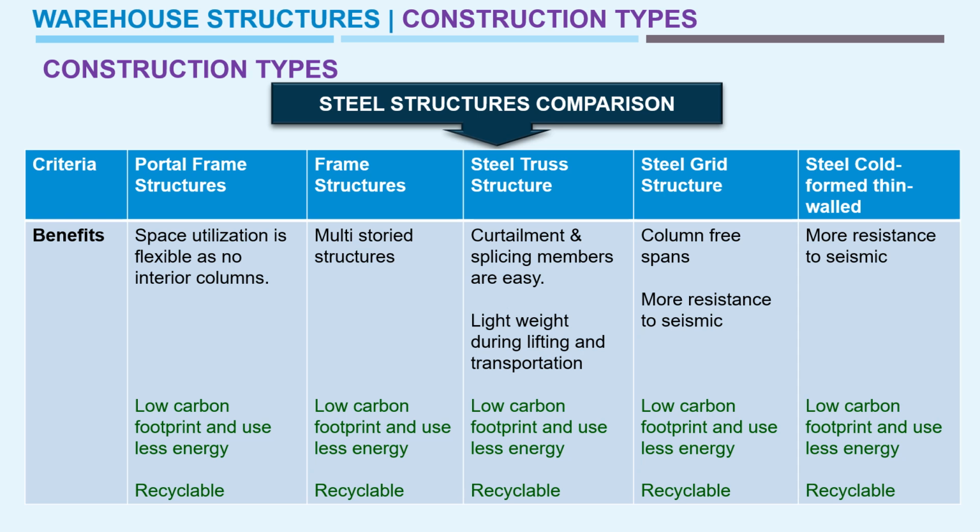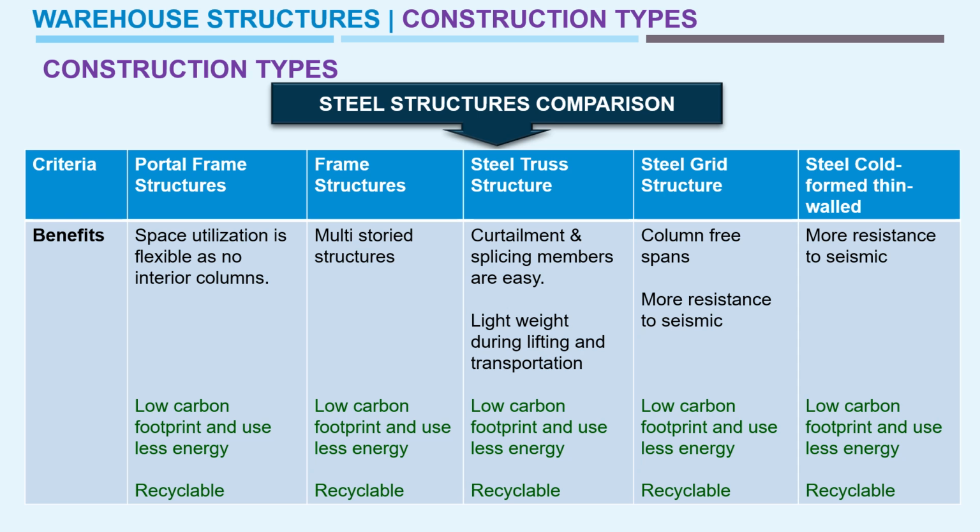And the third one, for steel truss structures, the curtailment and splicing of members are easy, because over the span, say 20 meters, wherever the actual depth of the beam member is required, we can provide that, and the remaining we can make as splicing, and we can reduce the depth of the upper chord and the lower chord. Based upon the usage, the section can be reduced, so that the weight is also reduced.